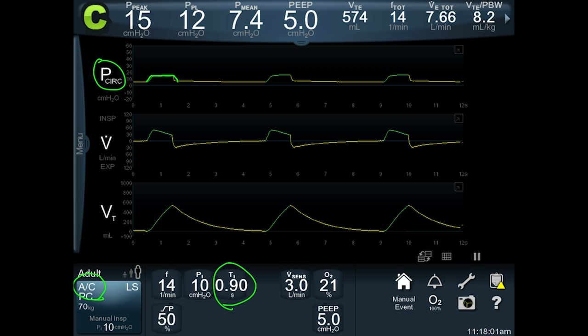Then the flow is stopped, and the pressure is allowed to come back to the baseline PEEP that you set here. There's your baseline PEEP. Then the next breath looks exactly like the one before it. So you get the same breath looking just like the one before it.